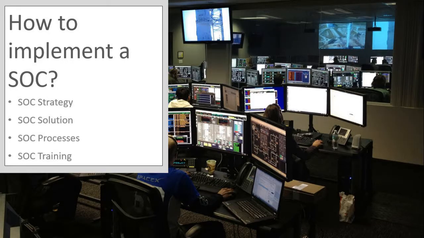How do you implement a Security Operations Center? The way to implement a Security Operations Center involves the following steps: creating a SOC strategy, designing and building a SOC solution, defining SOC processes, and training. The SOC strategy is an important part of the overall SOC capabilities, where the expectation of the SOC service are determined along with the capabilities and SOC security tooling to be used.